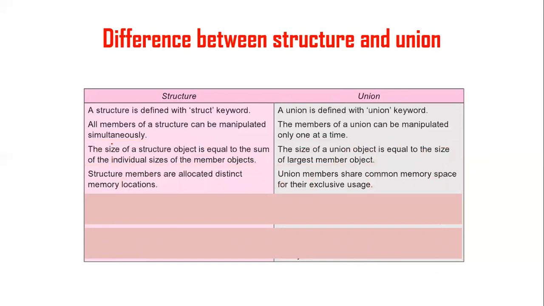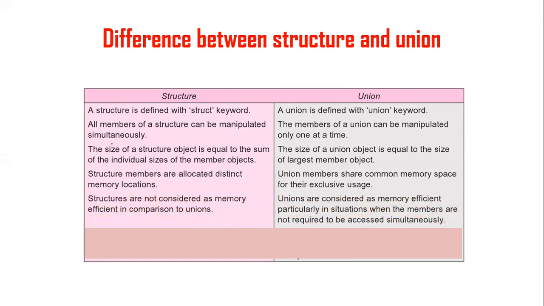Then structure members are allocated distinct memory locations. That means in a classroom structure we had 3 variables, and for each one the memory will be allocated in different places. Whereas for a union, a common memory area will be used, exclusively for storing the union data members. Structures are not considered as memory efficient in comparison to unions, whereas unions are considered to be memory efficient when the members are not required to be accessed simultaneously.